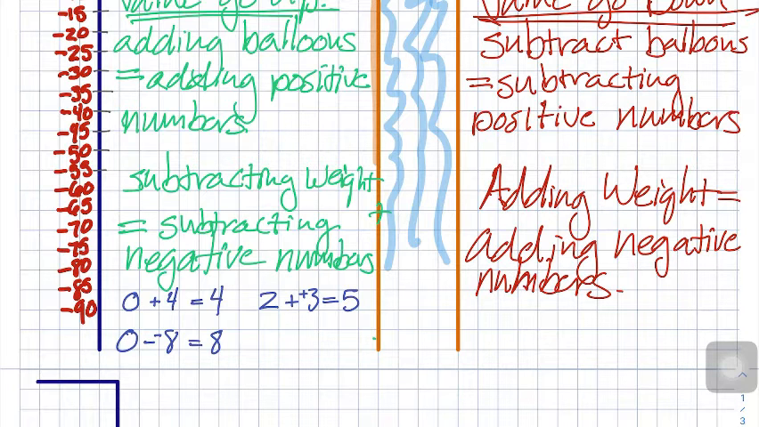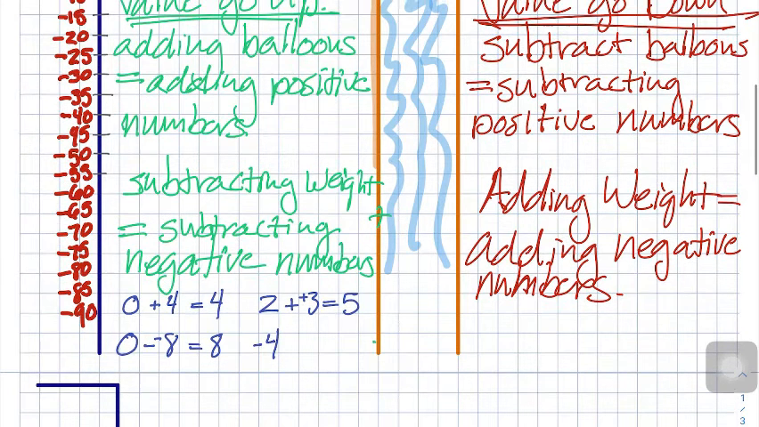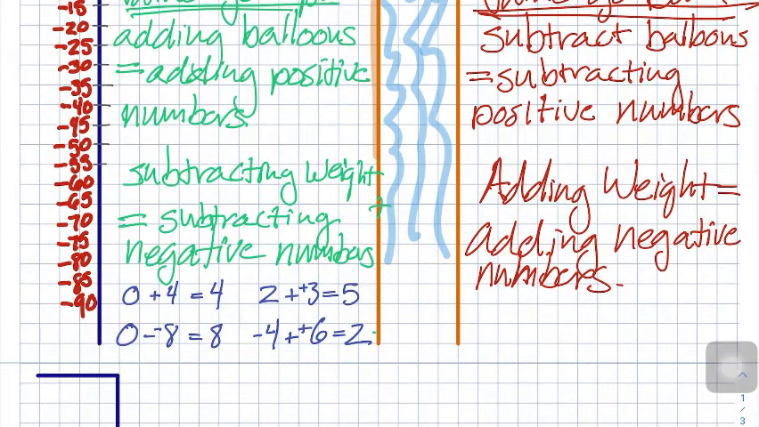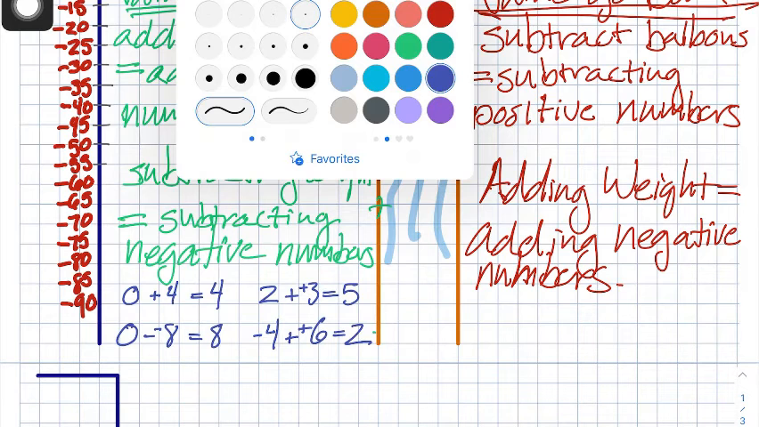If I start at negative 4 and I add positive 6, the number is going to go up and it is going to end up at 2. So all of these values go up, every single one. They are all higher up than they were when they started. If I did the opposite though, let's say instead of adding, I'm going to change all of these problems from adding to subtracting and see what happens.